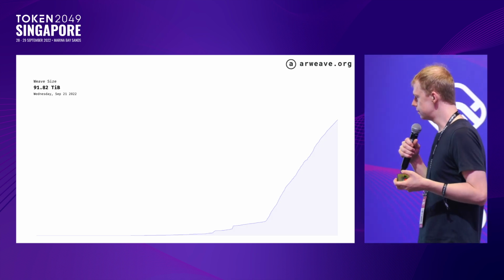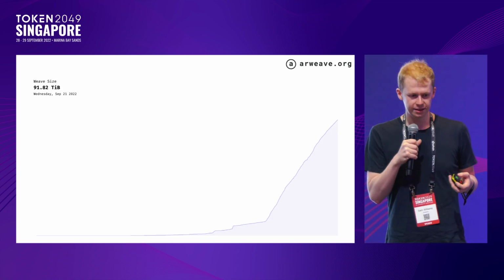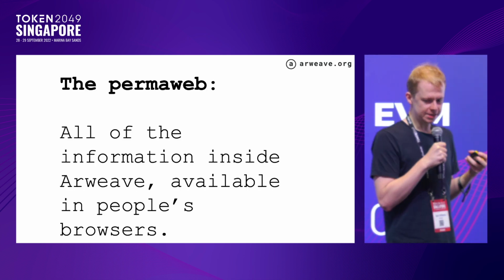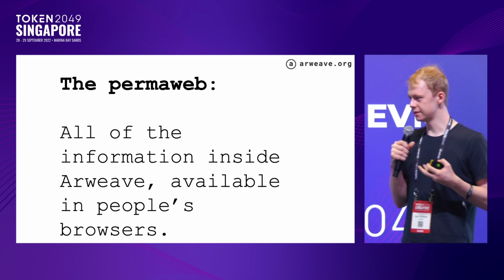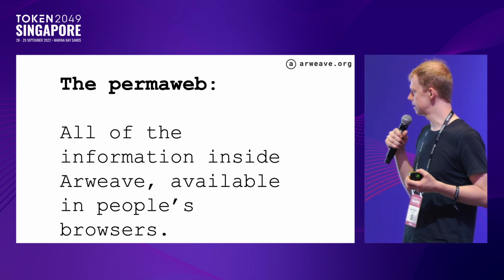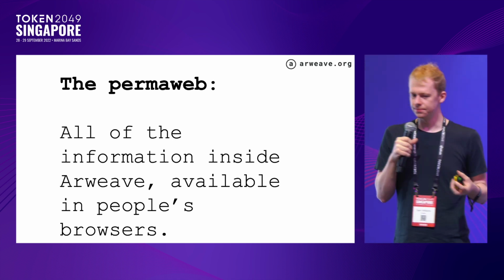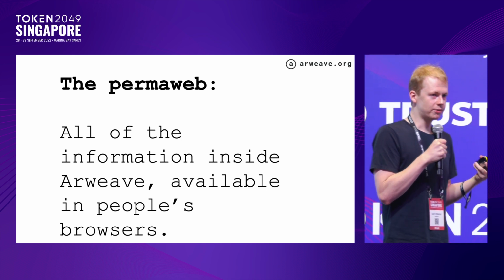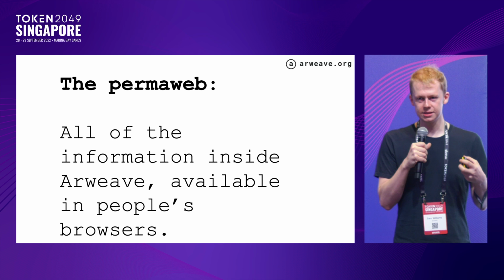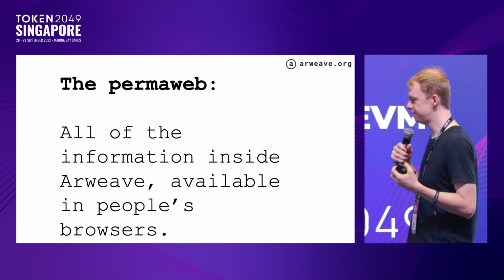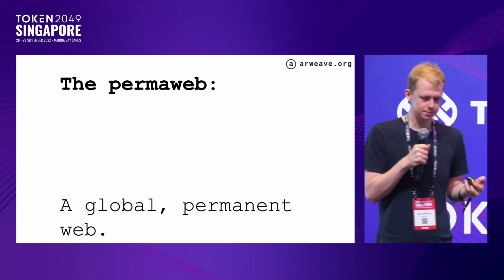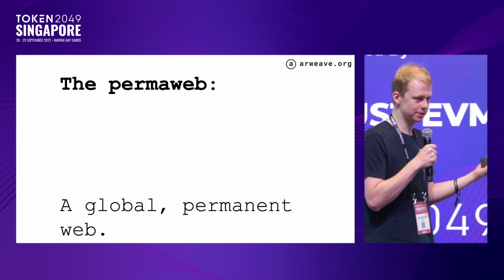So Arweave launched in 2018 and has been growing more or less exponentially ever since. We see that all of this information inside the system, it's about 350 million pieces of data at this point, maybe nearer 400 million at this time, I guess, is available in people's web browsers. And that's something that people find really interesting because it means that you can essentially browse this system as if it is a web. We call that web the Permaweb. It's a global permanent web.